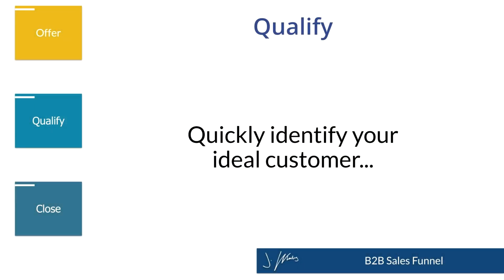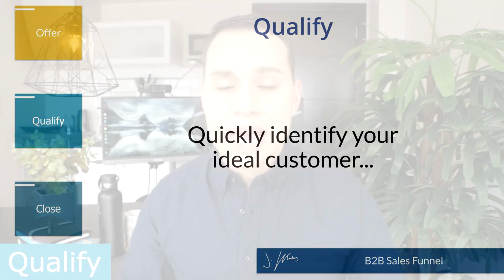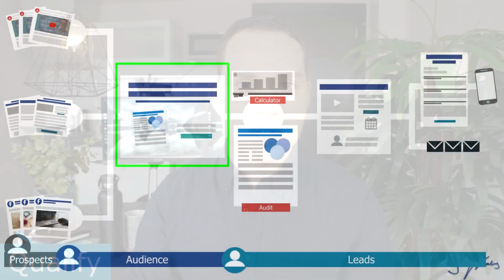So once you've figured out what your offer is going to be, we're ready for qualifying, because there's nothing worse than getting on the phone or trying to email someone who actually has no interest in your product or service whatsoever. And the best way to qualify people is to see if they give you their contact information for your lead magnet. So this is where your squeeze page comes in.